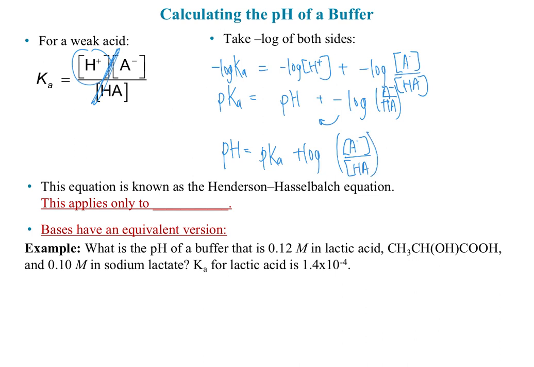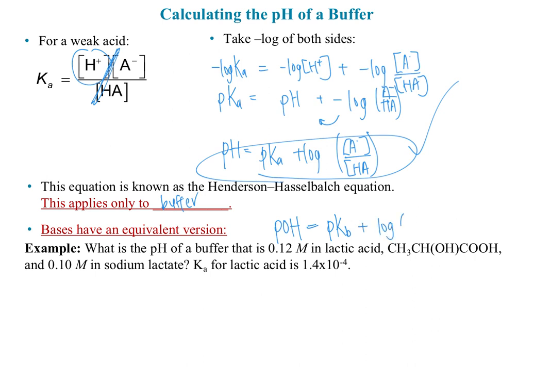Great. This is called the Henderson-Hasselbalch equation, and you can only use it when you have a buffer. So if you see a buffer, you should immediately think of this equation, and it's going to make your life a lot easier. There is a base version. The base equivalent of pH is pOH. The base equivalent of pKa is pKb. And the base equivalent of conjugate base is conjugate acid. So I'll have the conjugate acid form over the concentration of my base. That is the base version of Henderson-Hasselbalch, but it's the same thing.